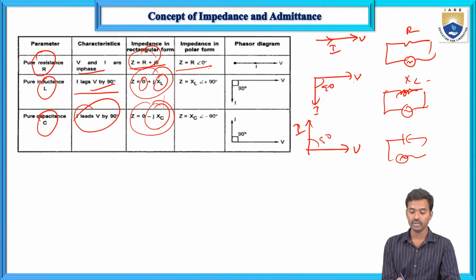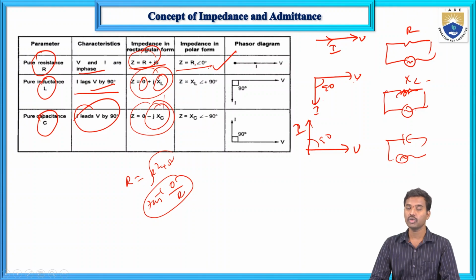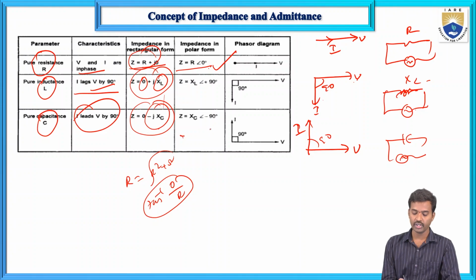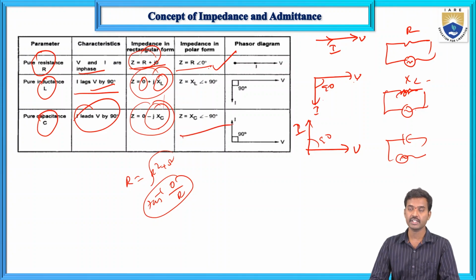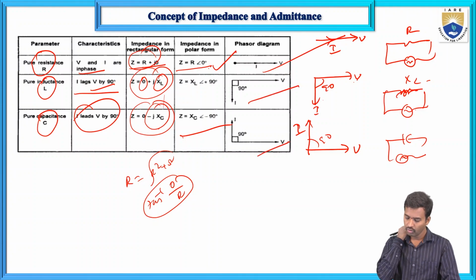For Z, if you take R equals square root of R squared plus 0 squared, and tan inverse 0 by R, these formulas if you apply, now this is the polar form. Z equals R at an angle of 0. Z equals XL at an angle of plus 90, and this one XC at an angle of minus 90. So this is regarding the pure resistor case, pure inductor case and pure capacitor case.